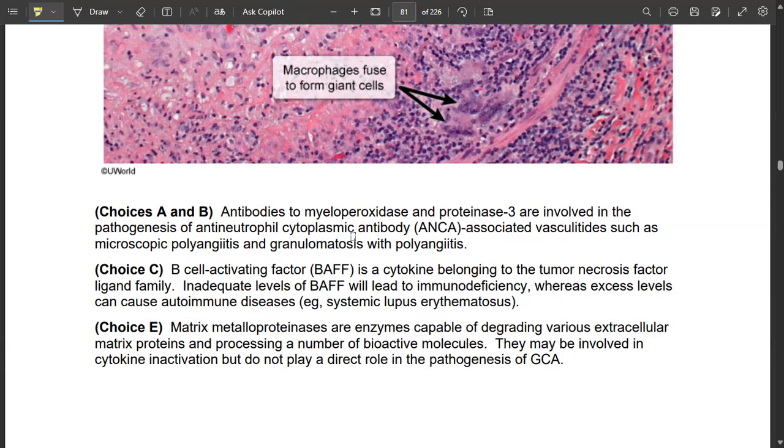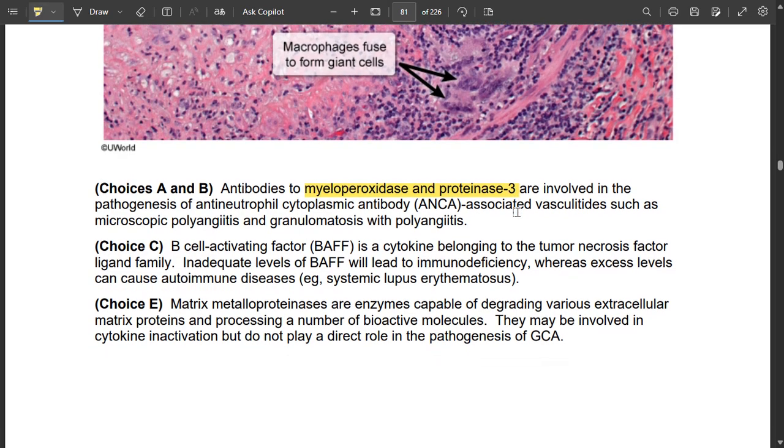Antibodies to myeloperoxidase and proteinase 3 are involved in the pathogenesis of ANCA-associated vasculitis, for example, microscopic polyangiitis and granulomatosis with polyangiitis.